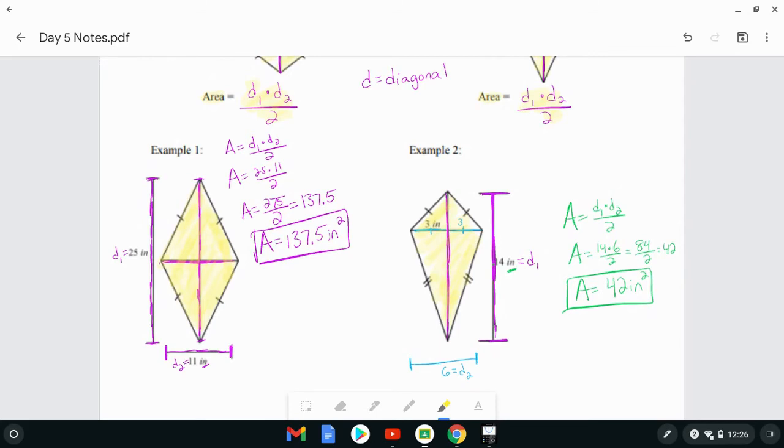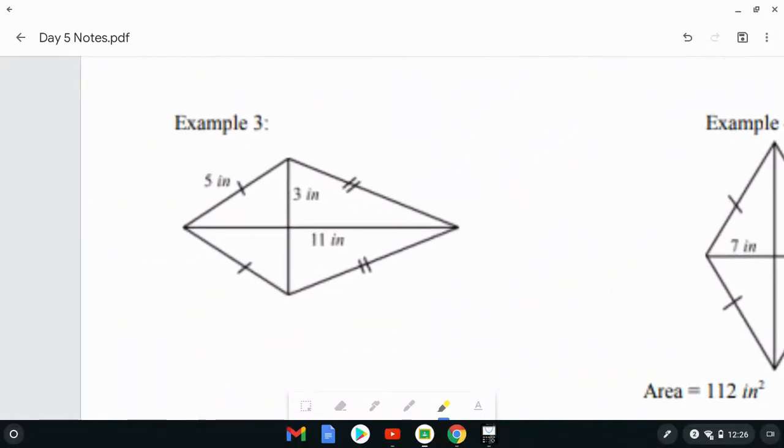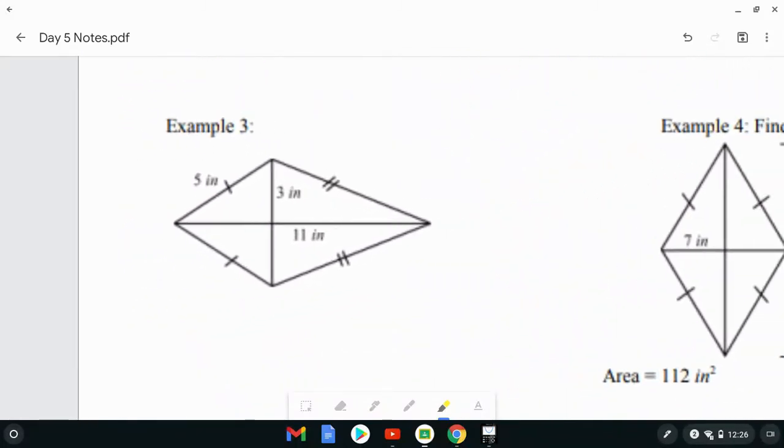We got 2 more examples. Let's go ahead and check out example number 3. There are no measuring sticks out here giving us the full length of those diagonals. So let's start off by looking at what we know. We got a couple things here. This 11 means that we got this length right here, okay?